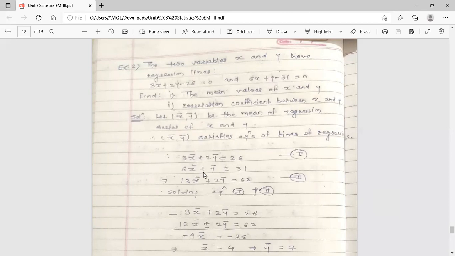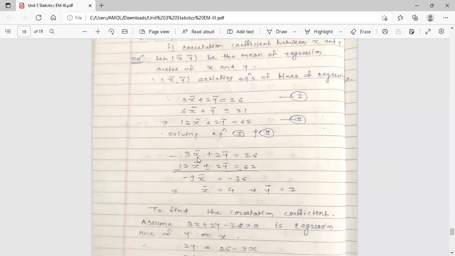To solve these two equations, we are going to remove the variable y. Multiply the second equation by 2, so that we get the new equation 12x bar plus 2y bar is equal to 62, since 31 into 2 is 62. Now subtract equation 2 from equation 1. 3x bar plus 2y bar is equal to 26, minus 12x bar plus 2y bar is equal to 62. Since this is a subtraction, change the sign of every term of the second equation.